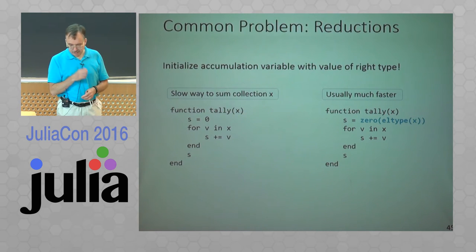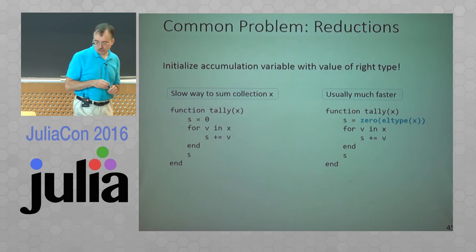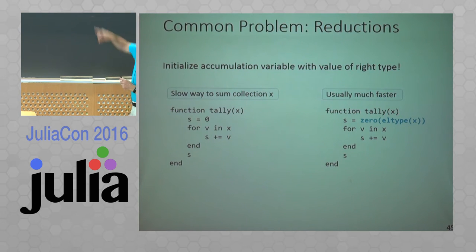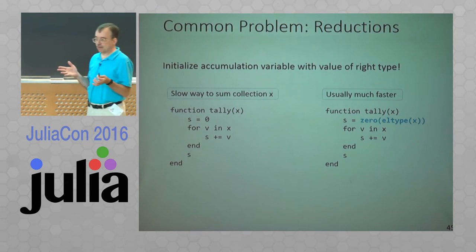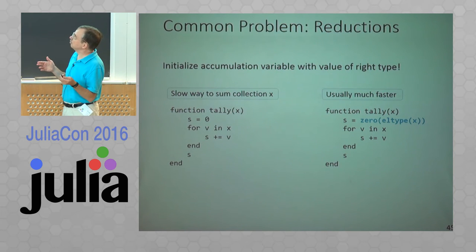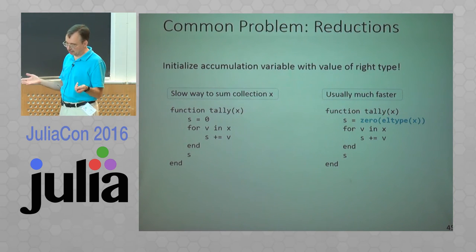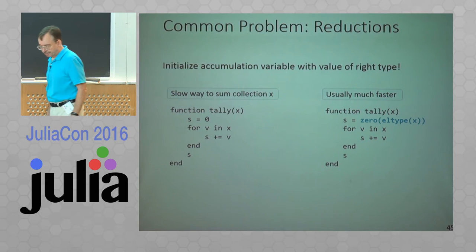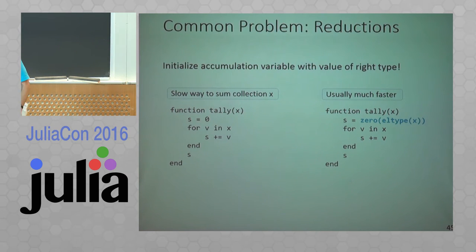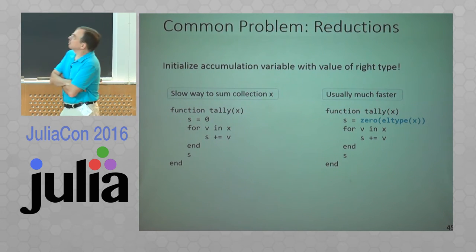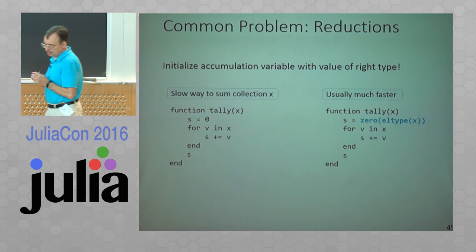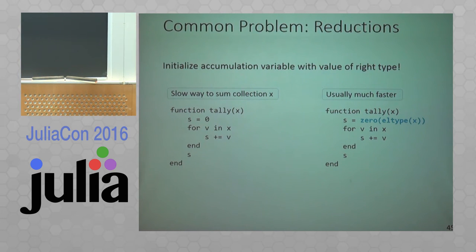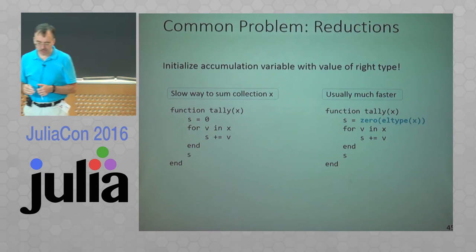But for a type of, say, float, it's going to be a disaster, because as soon as I do the s plus equals v the first time, well, s was initially an int, but when I do int plus float, I get float, and float is assigned to s. And now s just switched from int to float, so the compiler knows it's going to have to box things. And so to avoid the boxing, you want to initialize your accumulation variable with a zero of the correct type. So this is where the zero function is really handy.